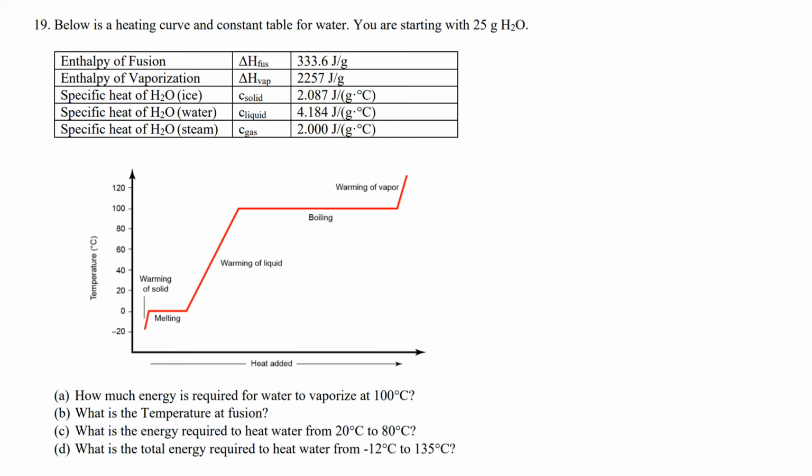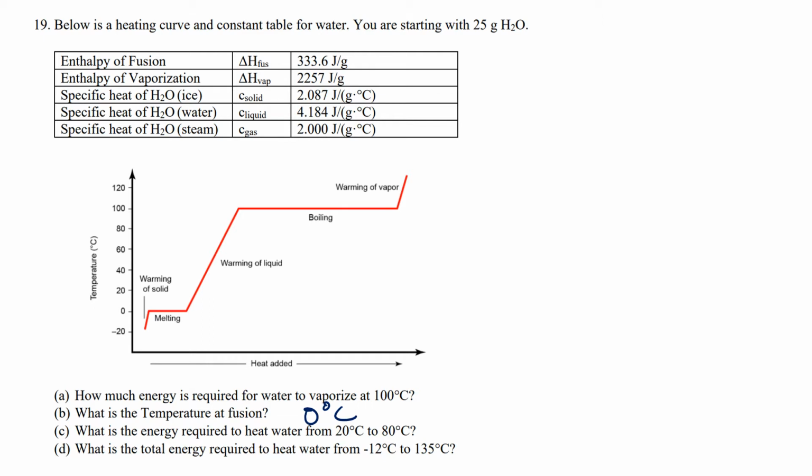Part B says, what is the temperature at fusion? Fusion is just a more scientific word for melting. So what temperature does ice melt? And that's just going to be 0 degrees Celsius. So just use the table to answer that, or just know that ice melts at 0 degrees.